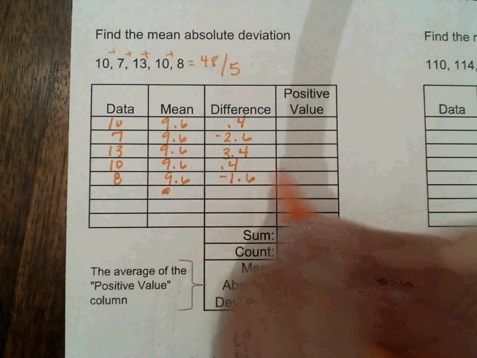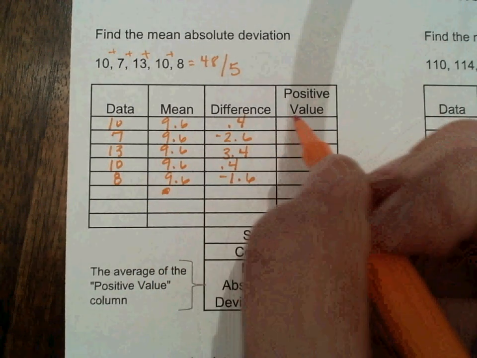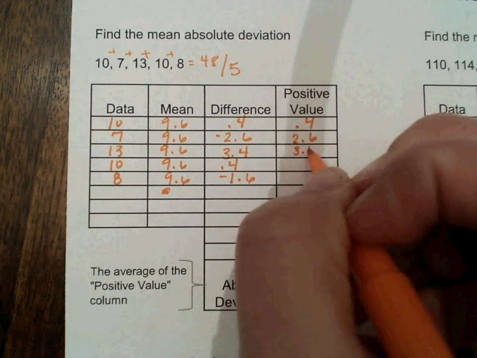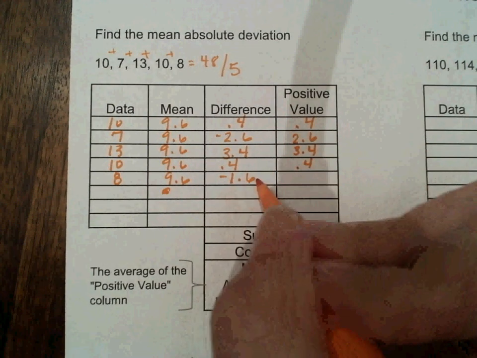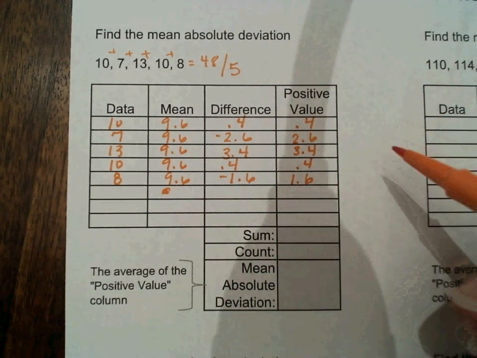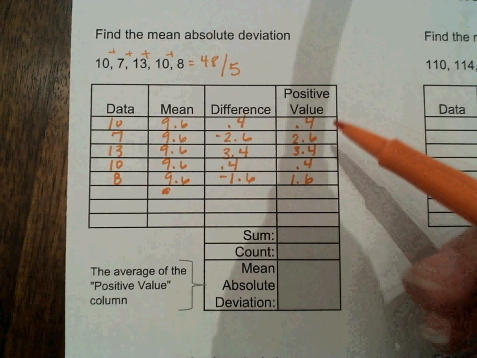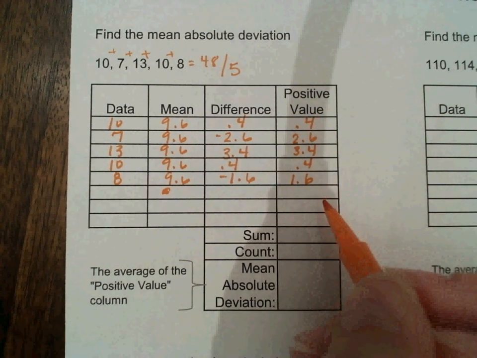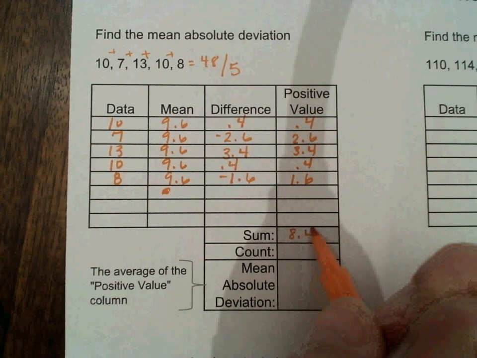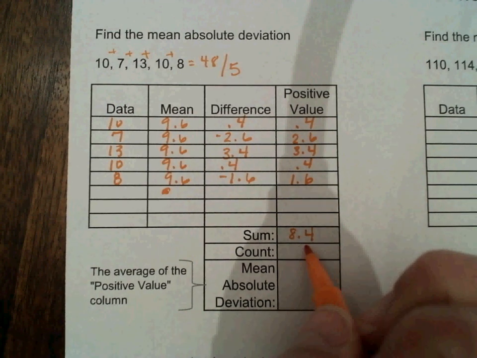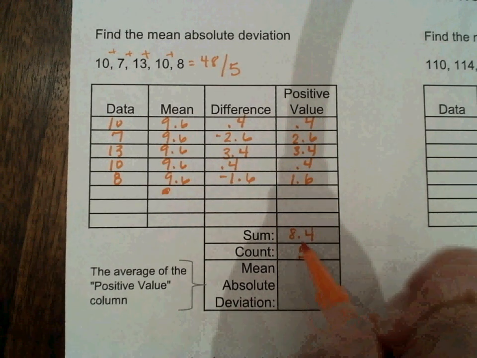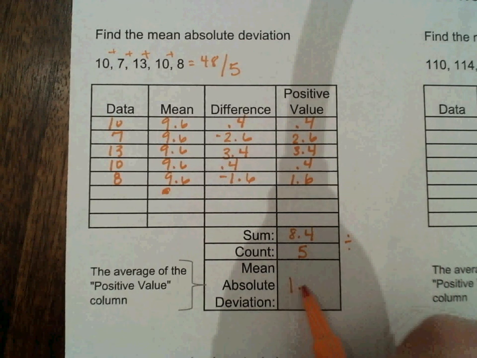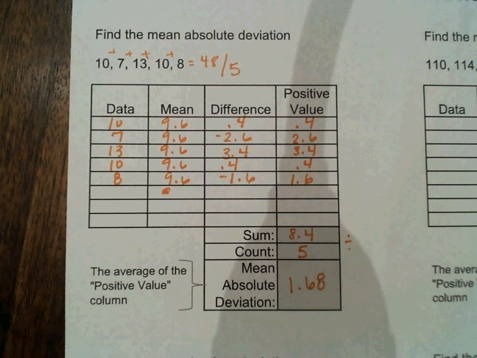But like we stated, we want to make sure they're all positive, so I'm going to turn them all positive, which just means I drop the negative sign. So instead of writing negative 1.6, I'm going to write 1.6. To find my mean absolute deviation, I'm going to take the sum of these differences. When I add all these numbers together, I get 8.4. I have a total of 5 numbers. So to find my mean, I'm going to find the average again, so I'm going to divide. When I divide, I'm left with 1.68.